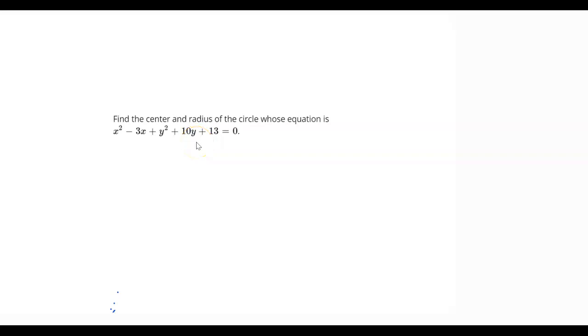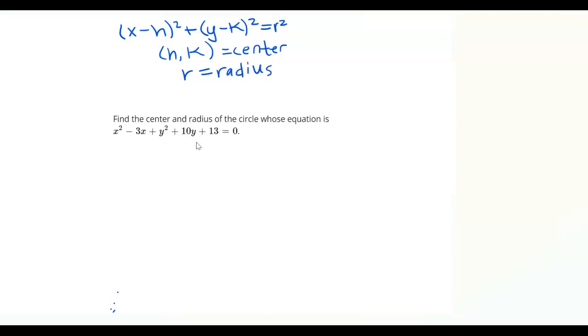For this problem, we need to find the center and the radius of the circle whose equation is this. Our goal is to get this in the form (x - h)^2 + (y - k)^2 = r^2, where h and k are the center of the circle and r is the radius of the circle. Basically, we're going to be completing the square twice, with the x parts and then the y parts.